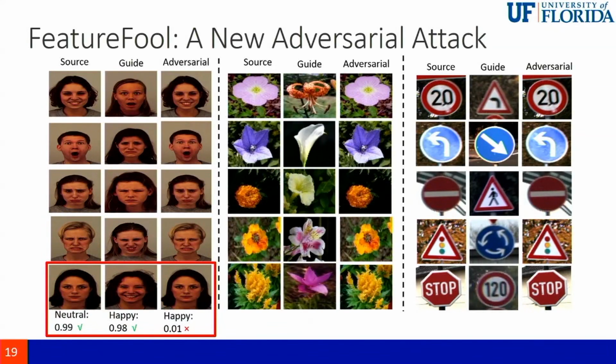But in our case, what we want is for it to be classified either correctly as neutral or incorrectly as happy face, but the confidence score is only 1%, very low. All the third column in these 3 sets of images are what I would call the bad adversary examples with very low confidence score, but very good examples for our boundary extraction.